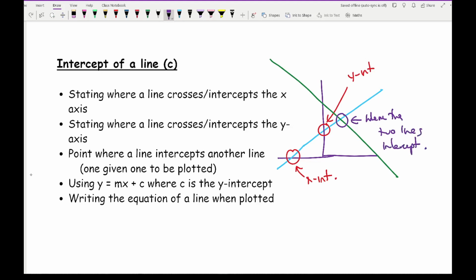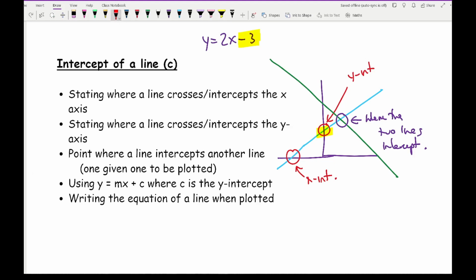So just working with those questions. You also need to be able to work with y equals mx plus c, where c is the y-intercept. So for example, if I had y equals, let's say, 2x minus 3, then minus 3 is where the line crosses the y-axis. Obviously not that point, because that's above the x-axis, but this one there will be where it crosses the y-axis.